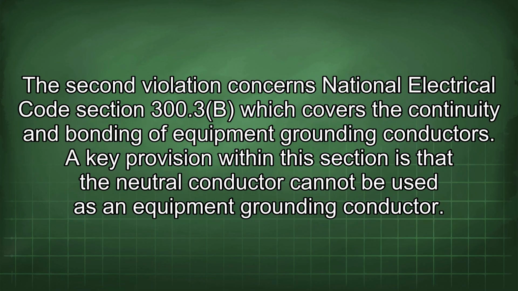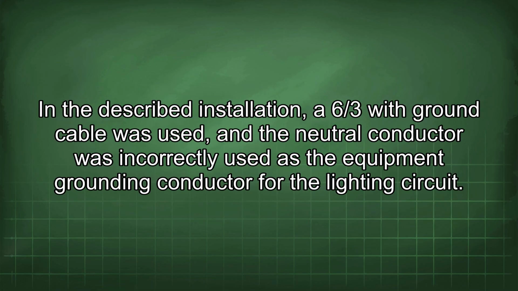The second violation concerns National Electrical Code Section 300.3b, which covers the continuity and bonding of equipment grounding conductors. A key provision within this section is that the neutral conductor cannot be used as an equipment grounding conductor. In the described installation, a 6/3 with ground cable was used, and the neutral conductor was incorrectly used as the equipment grounding conductor for the lighting circuit.